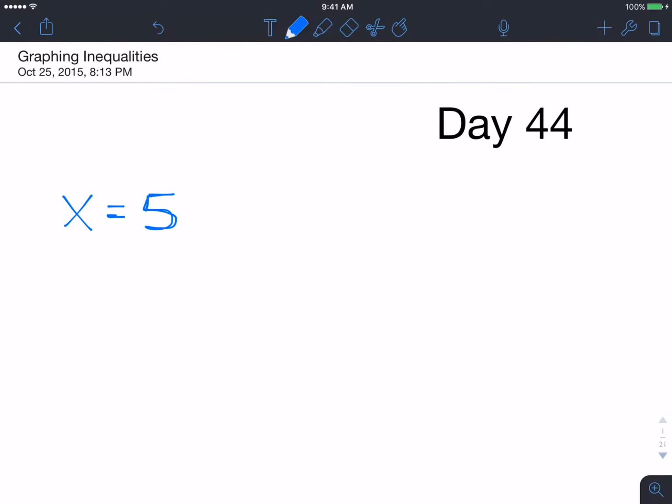So far in this class, we have only dealt with equal signs where x equals 5. There's no other number that could take that place. If I put in 4.9, well, that's not true. It doesn't equal 5 at all. So what we're going to take a look at here is some inequalities.